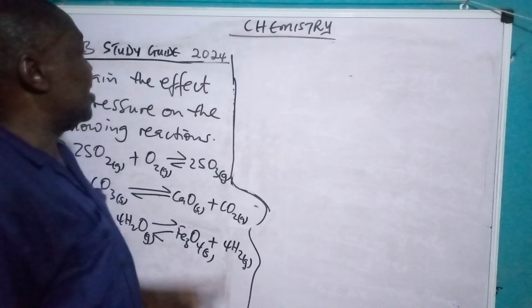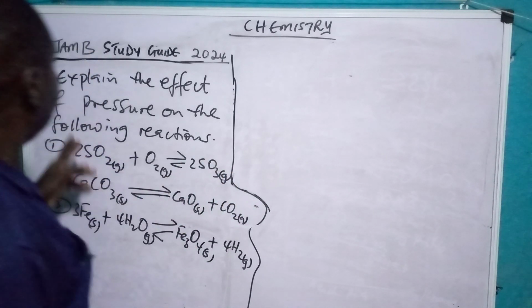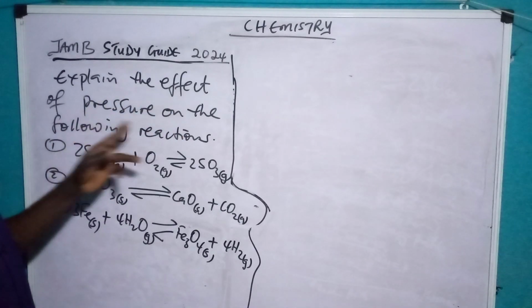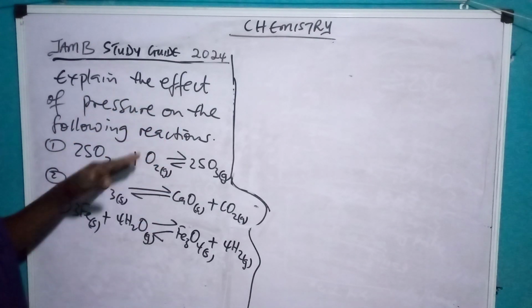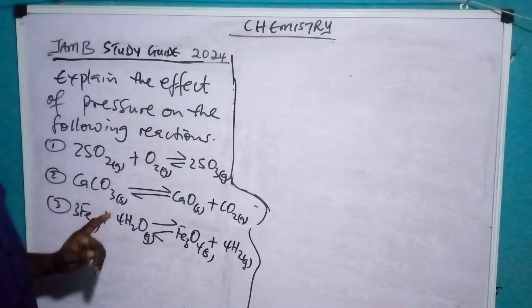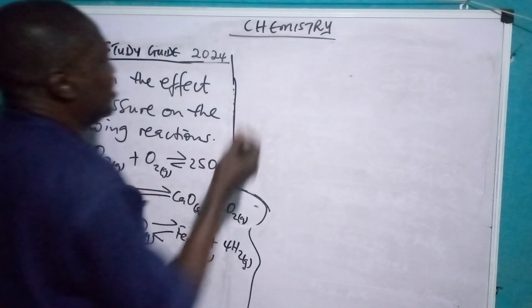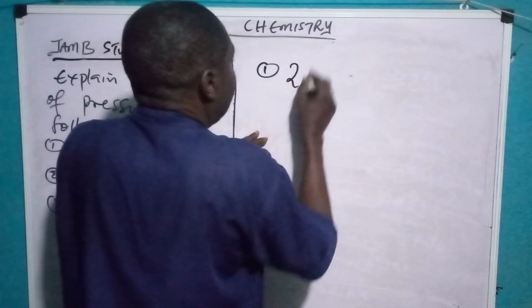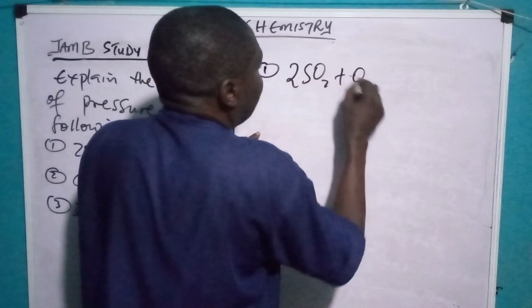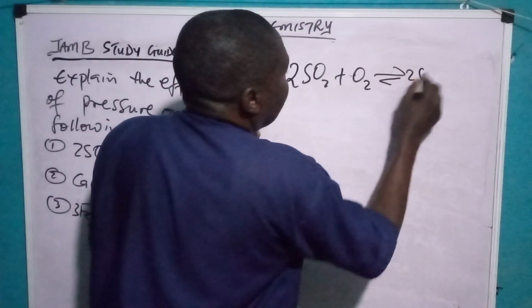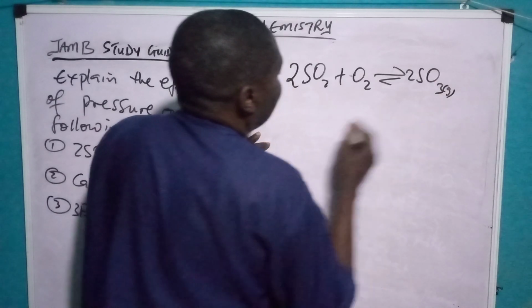It will help you. Now, the first question we are going to consider is: explain the effect of pressure on the following reactions. See, 3 reactions are given. Please do well to kindly look at it properly. The effect of pressure. The first one is 1, 2SO2 plus O2 to give you 2SO3. They are in gaseous form.